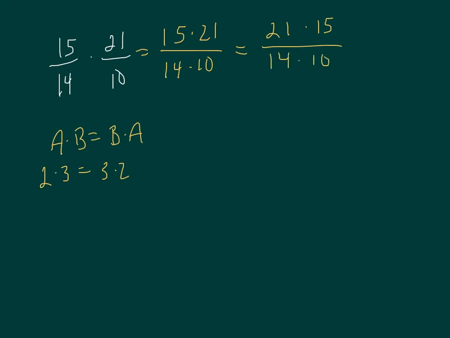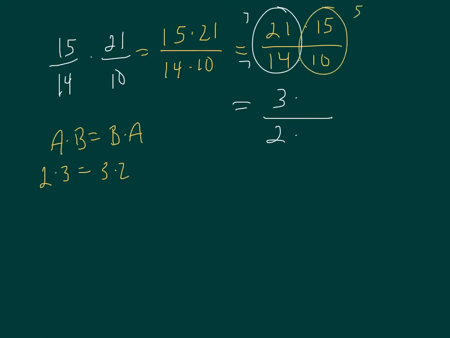Well, now that's interesting. 21 over 14 have some factors in common, and 15 over 10 have factors in common. So what can I do with that 21 over 14? They're both divisible by 7. That's our greatest common factor there. 21 divided by 7 is 3. 14 divided by 7 is 2. As far as the 15 and the 10 are concerned, 5 is the greatest common factor for those two. 15 divided by 5 is 3. 10 divided by 5 is 2.